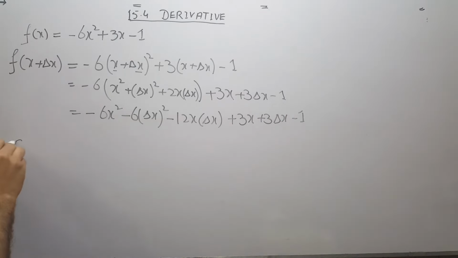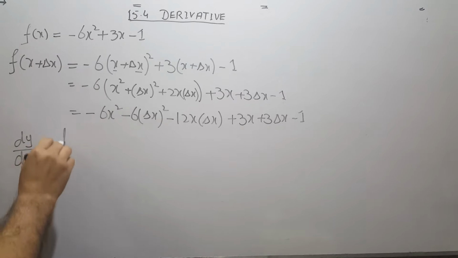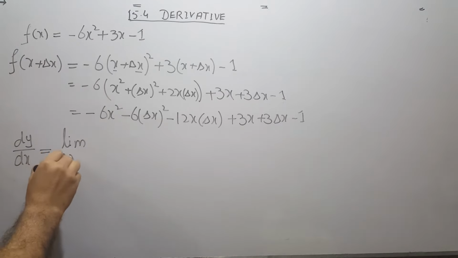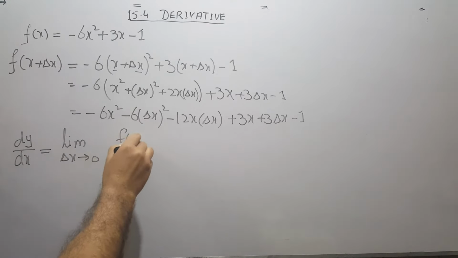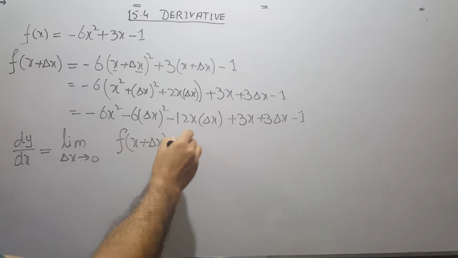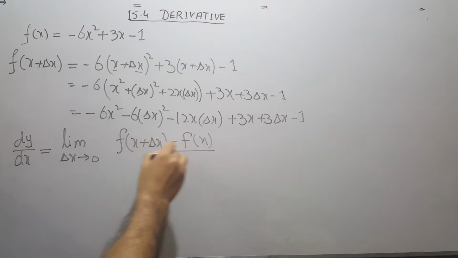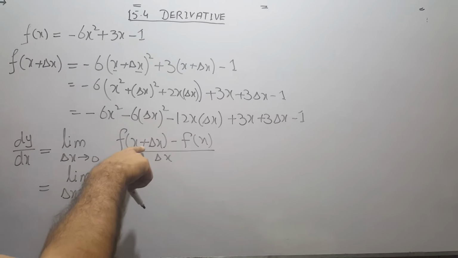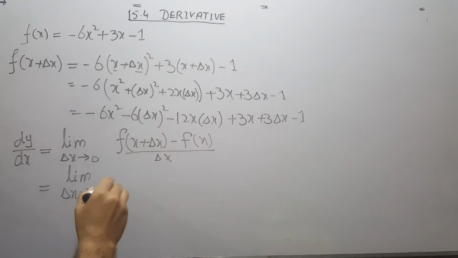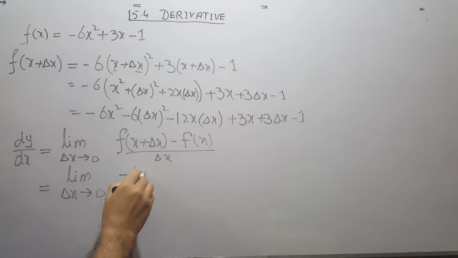Now according to the formula, dy by dx is equal to the limit as delta x approaches 0 of f of x plus delta x. So let me write down the formula first. It is better that you write down the formula so that you remember everything. Now instead of this, we will write down the whole value over here.